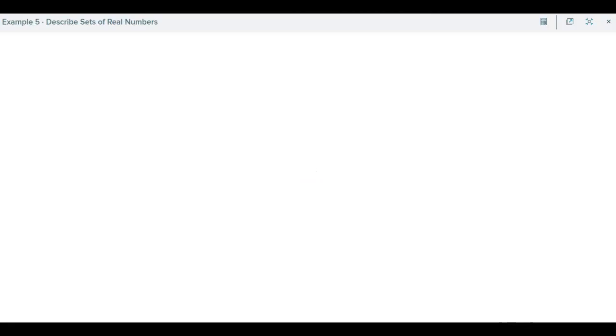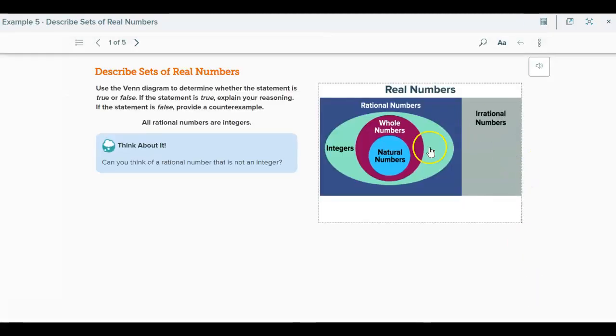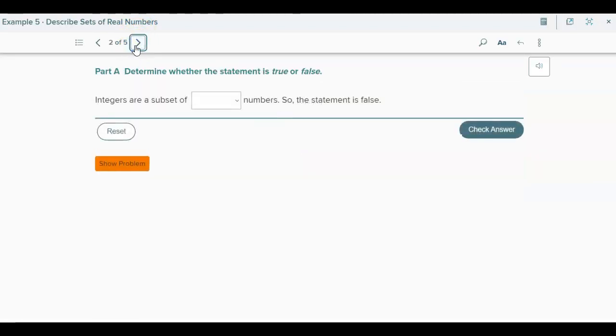But then you're going to be asked some true-false statements, and this Venn diagram can be helpful. So for the following statement, is it true? If so, explain. If not, provide a counterexample. And all you need is one counterexample to prove a statement false. So the statement, all rational numbers are integers. Think about it for a second. Is that true or false? Well, integers are a subset of rational numbers, so this statement is false.